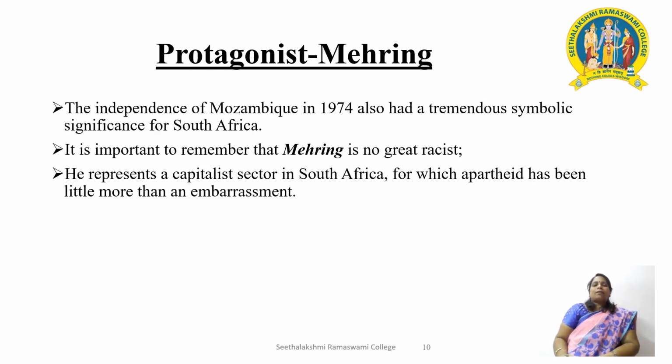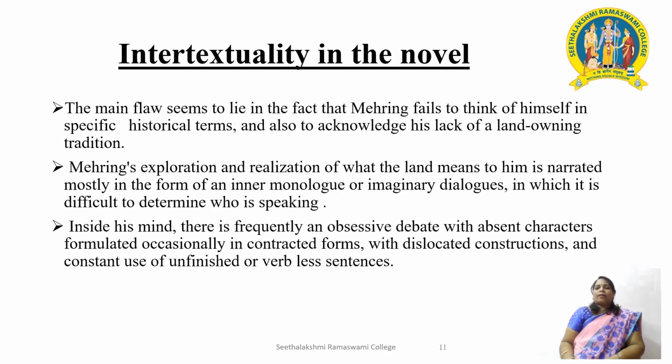He represents a capitalist sector in South Africa for which apartheid has been little more than an embarrassment. So in the 20th century, in the post-apartheid era, there is no clash between black and white, but only the clash between rich and poor was identified. So how is intertextuality performing in this novel? Let's know. That's also very important because it is most relevant to this topic.